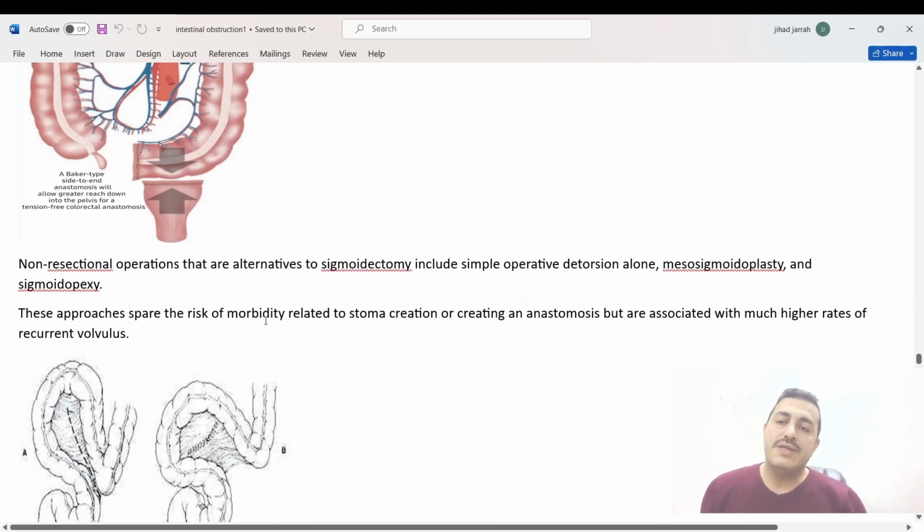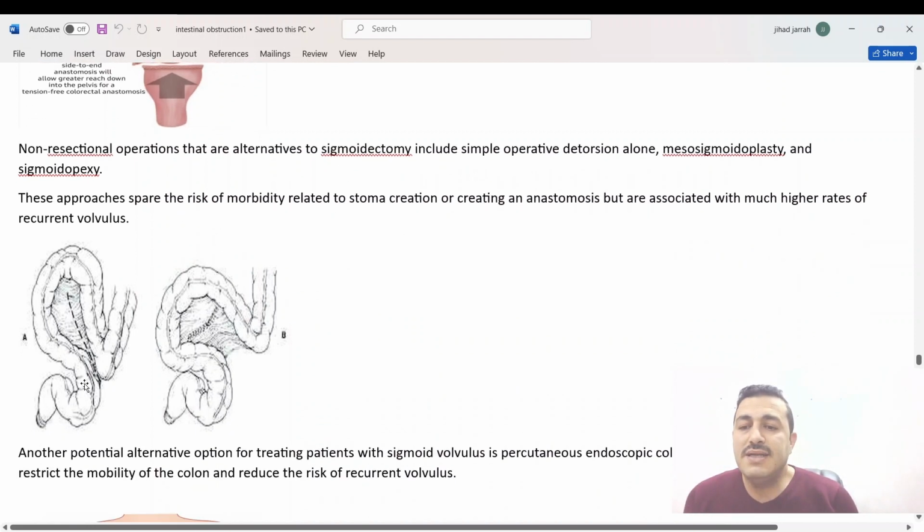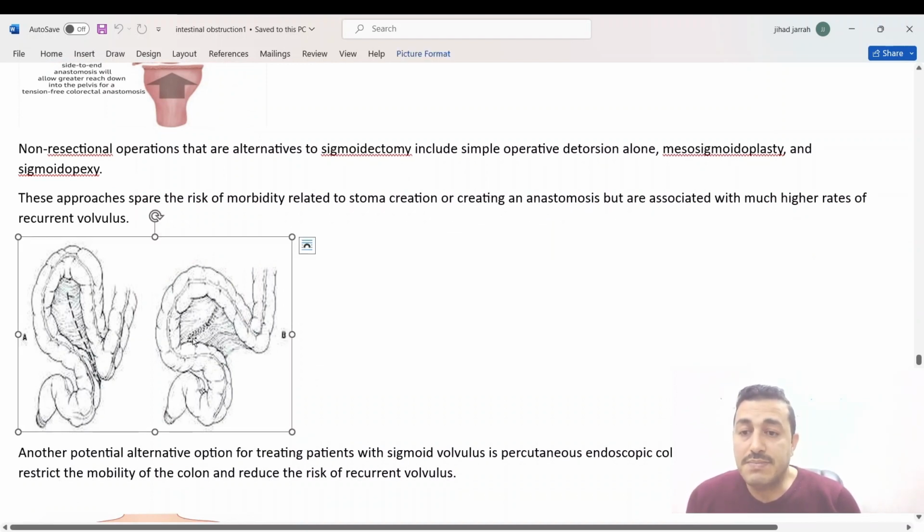Of the non-resectional operations, these are mesosigmoidoplasty. You can see this is the mesosigmoidoplasty. I haven't seen it in practice. I just brought this picture for imagination.